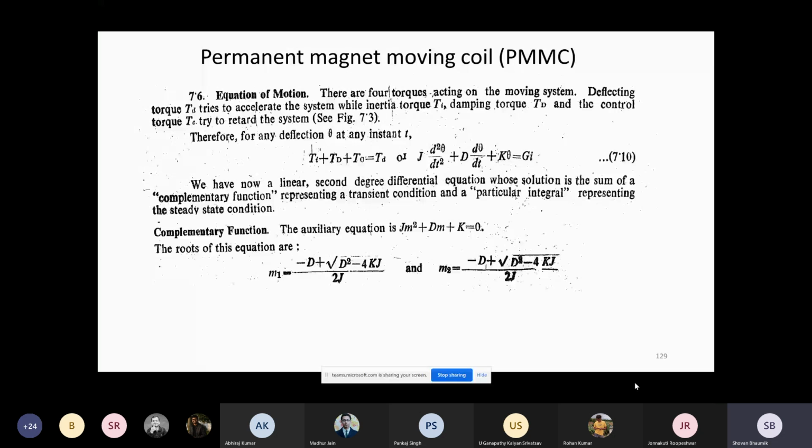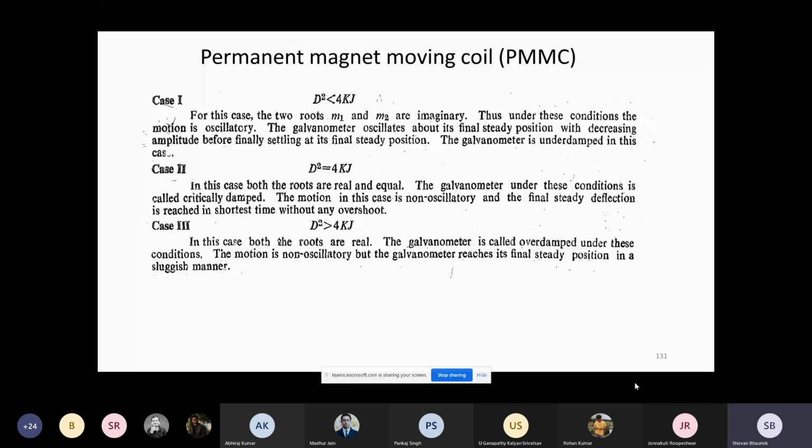One of you asked the question, when will the motion be oscillatory? The motion will be oscillatory when there are complex conjugate poles, and that can only happen when d square is less than 4kj. Now here d is the damping coefficient, k is the spring constant, and capital J is the moment of inertia.